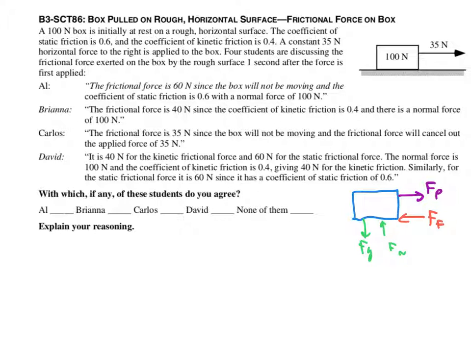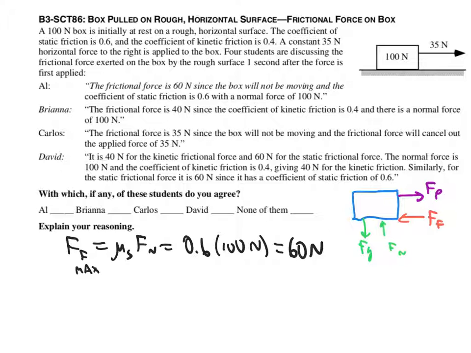So our first thing is to see whether the box would move under a 35 Newton force. It would not move if, for instance, the frictional force that we need to keep it still is less than the maximum. So the maximum frictional force for a static case is mu s Fn. We're given 0.6 as our mu s, and Fn will be the 100 newtons because Fn will exactly balance the gravity since they're the only vertical forces. So that says that the maximum frictional force in the static case is 60 newtons.